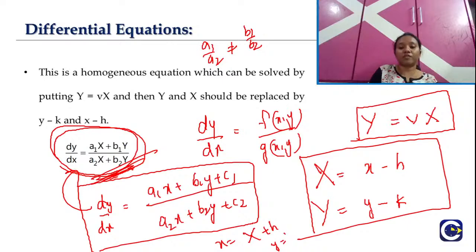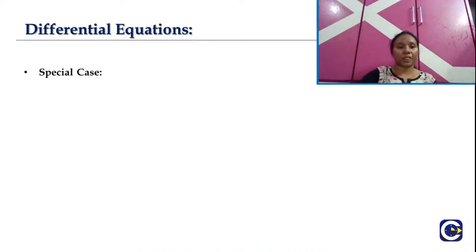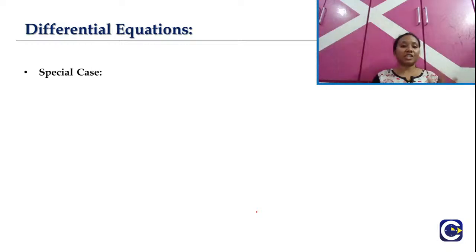Similarly, in place of y, capital Y plus k. Right, so this is the entire procedure of solving a differential equation which is given in this exact format by converting that into a homogeneous equation format. So there might be a special case here in this particular equation format.